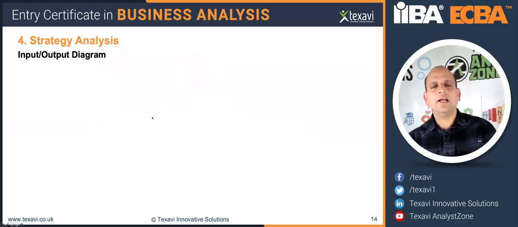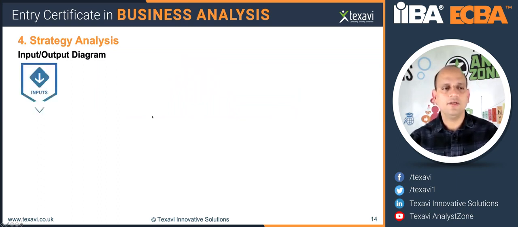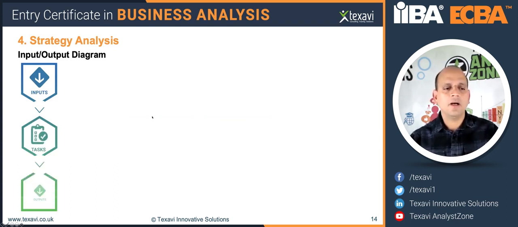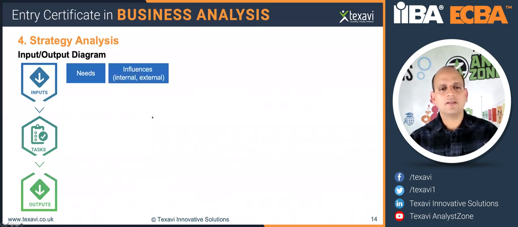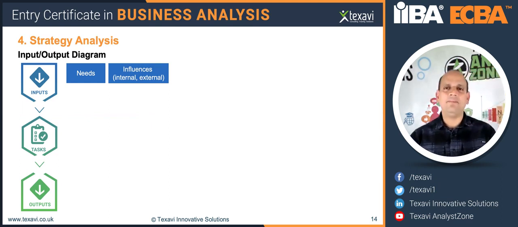So what are the kinds of inputs and outputs that we have in this knowledge area? Looking at it again from the knowledge area point of view, the inputs would be the needs, the requirements, and the influences, both internal and external. Very important, because that's what we do with a technique called PESTLE, P-E-S-T-L-E. Some people call it PESTLE.